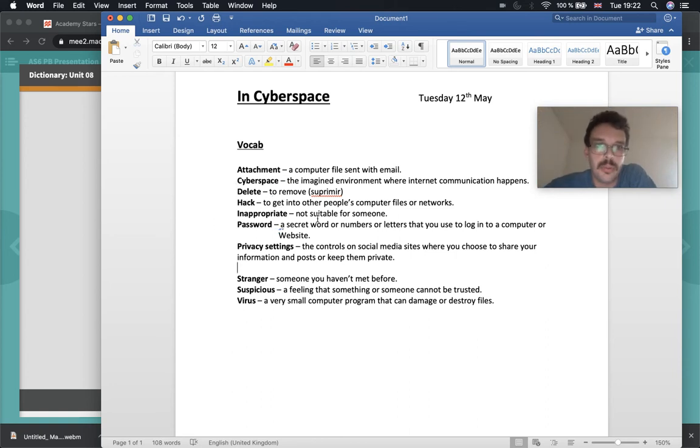All right, so we have all these words, okay? Attachment, cyberspace, delete, hack, inappropriate, password, privacy settings, stranger, suspicious, and virus. Okay, and with all the definitions. All right, so mira bien todas las palabras de vocabulario. Puedes mirar por internet los significantes en castellano, en catalán también. Pero mira bien las palabras y mira que entiendes las definiciones también.